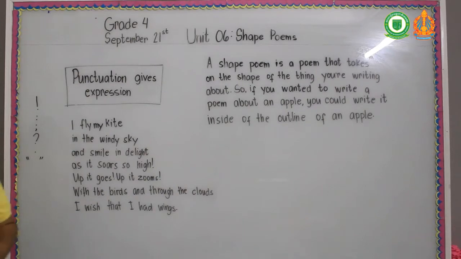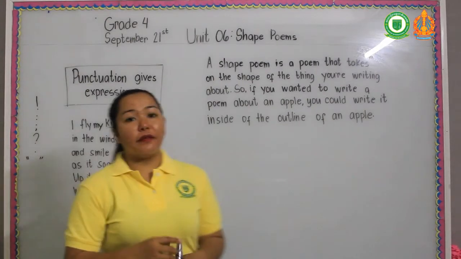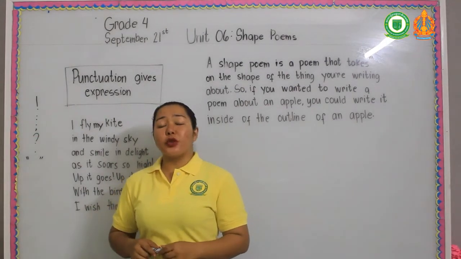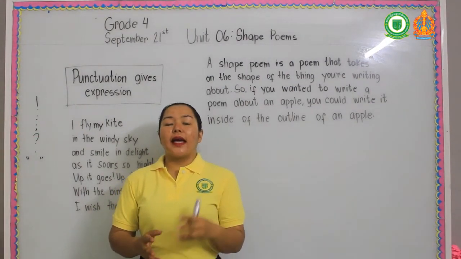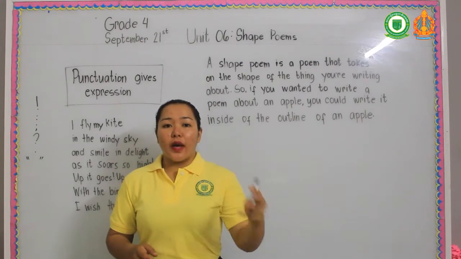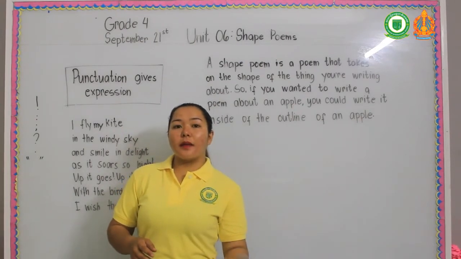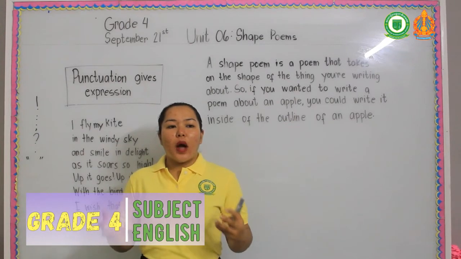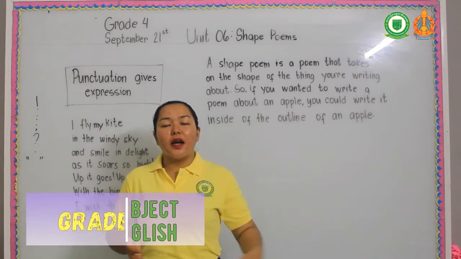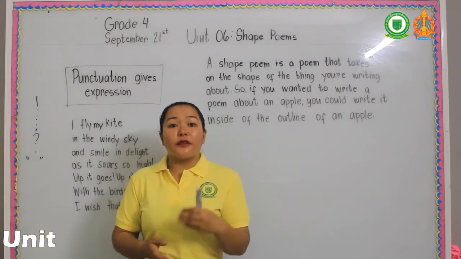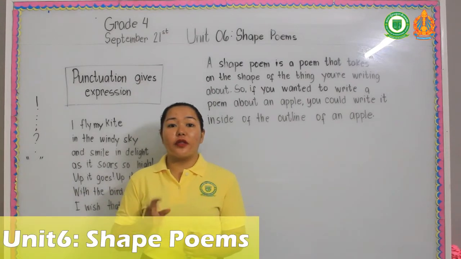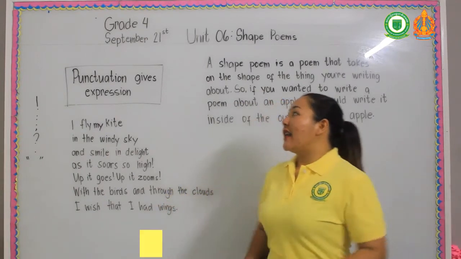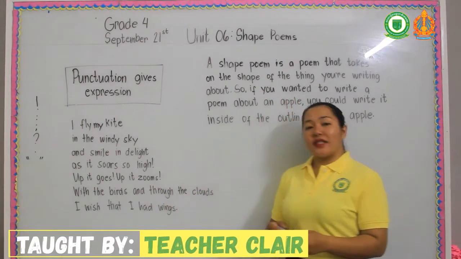So in our previous lesson, this kind of punctuation marks, when you are reading, will tell you when you have to stop or when you have to follow how the writer wrote, or what the writer was feeling when he was writing those sentences and words. Okay, so that's it. Now today we are going to continue still with Unit 6.